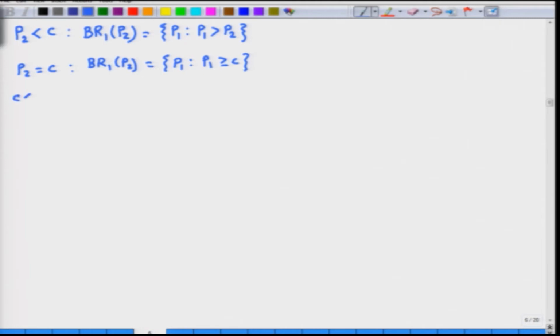When firm 2 chooses a price which is between C and, let us say, the monopoly price. Notice here prices are real numbers. So, what is firm 1's best response? Well, let me just think about this here. So, let us say we have C and let us say this is some PM, the monopoly price, and let us say firm 2 is somewhere here and is choosing a price P2. Now, what can firm 1 do?